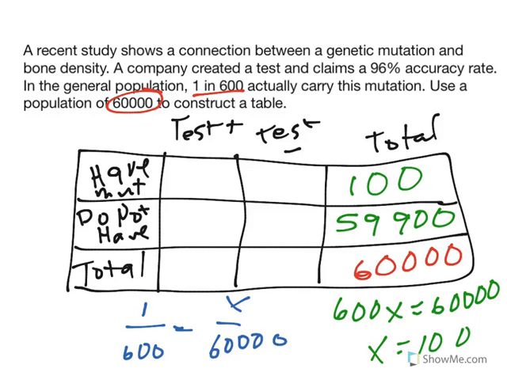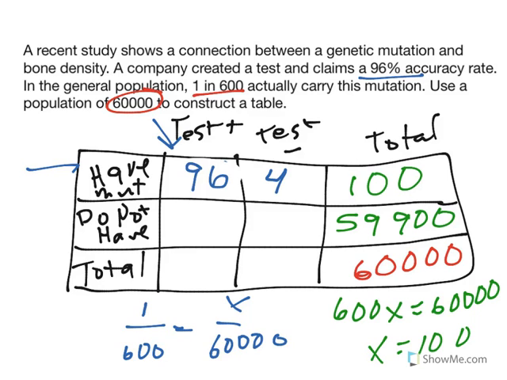So then when we go back and we think about those that will test positive, well, it's a 96% accurate rate. So again, remember, if you have the mutation, you would expect to test positive. So this spot would be 96% times the 100 people who actually have it. So when I take 0.96 times 100, I end up with 96 out of 100 will test positive. The other 4 who have the mutation would unfortunately test negative.